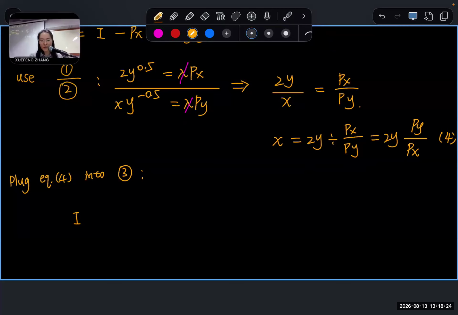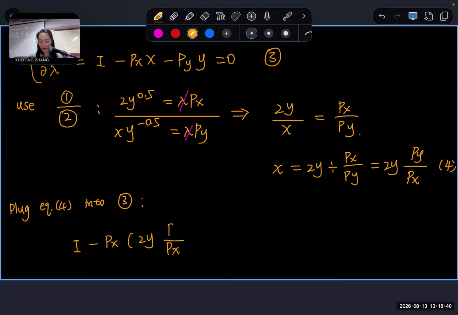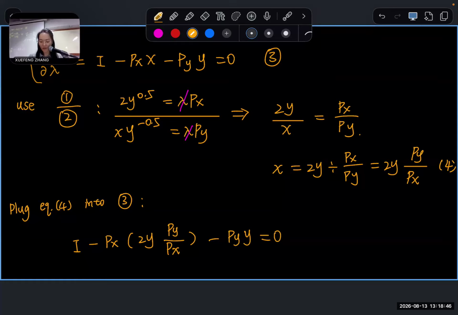I minus, where's equation 3? Here. Px. So right now I'm going to substitute x. X is 2y px over py, right? Minus pyy equals 0. Okay? This is equation 3, but I just plug in this one, x equal to y px py here, right?